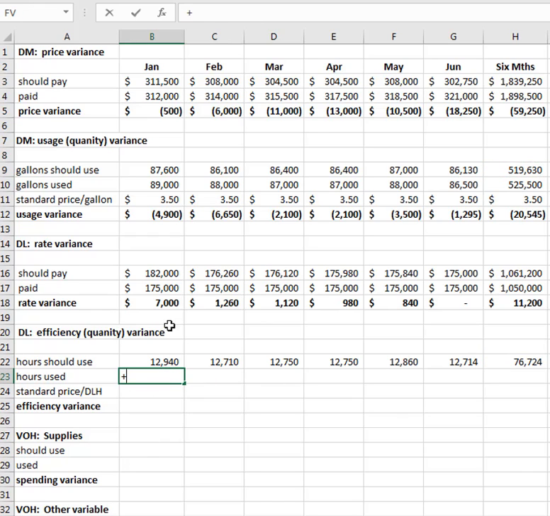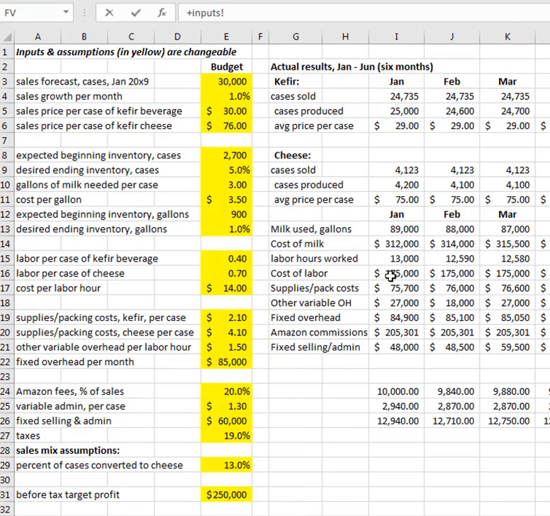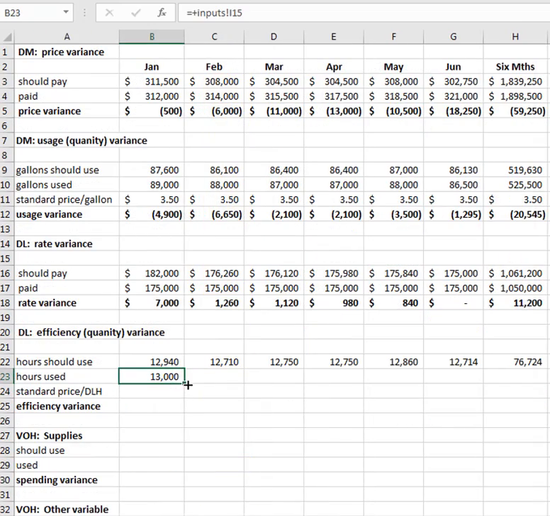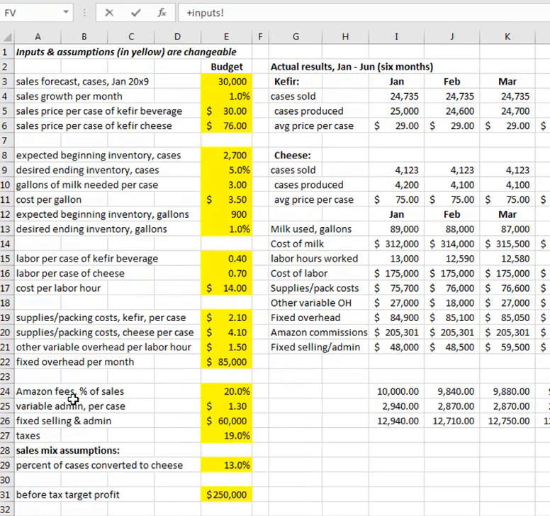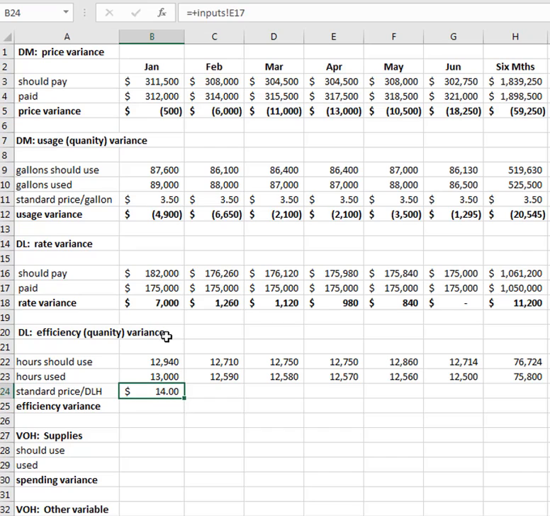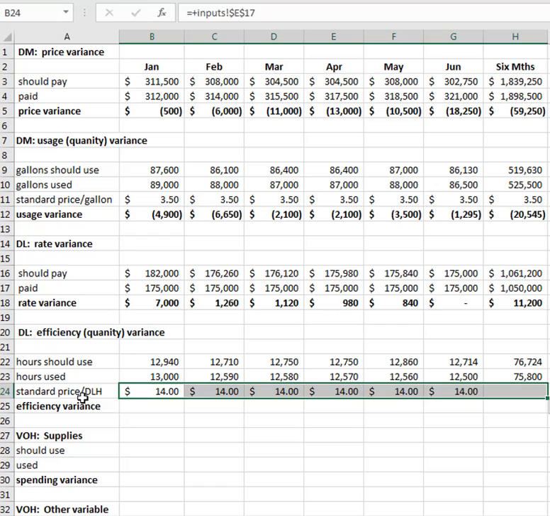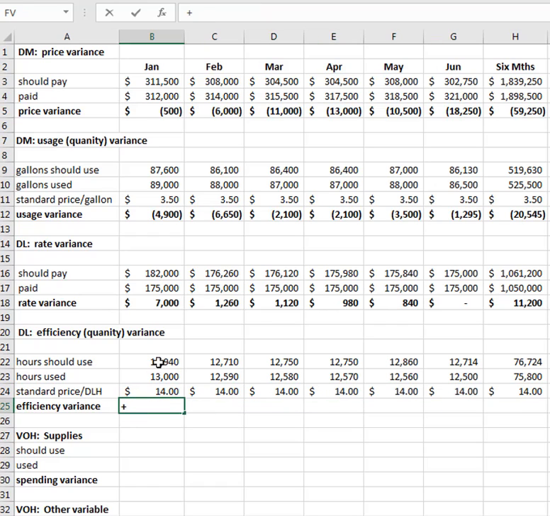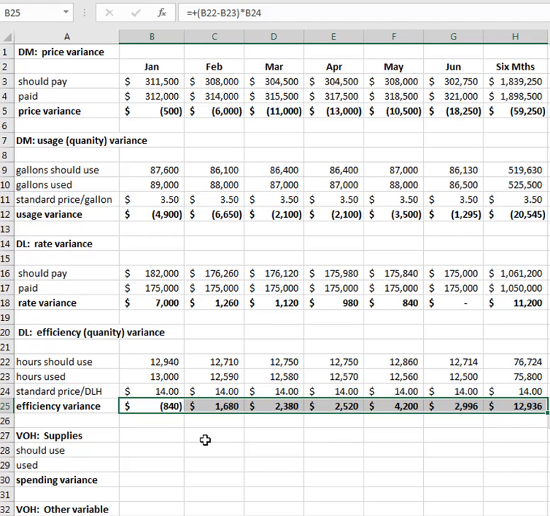Okay, and then how many hours did they use? Let's go on over here. Labor hours worked, which they give you. Okay, so we'll put the standard price in here per hour. Alrighty, and now we can calculate this variance. So what should they have used minus what they did use times the rate. And we'll put our brackets around that. And then pull that over.